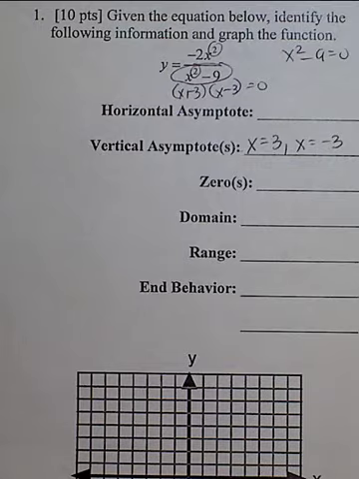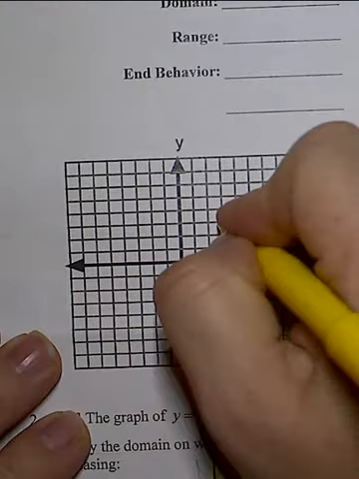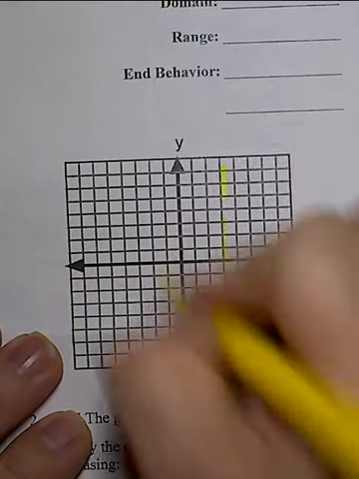Then I'm going to come down below. I'm going to find x equals 3 and negative 3. I'm going to graph those lines. It has to be dotted.